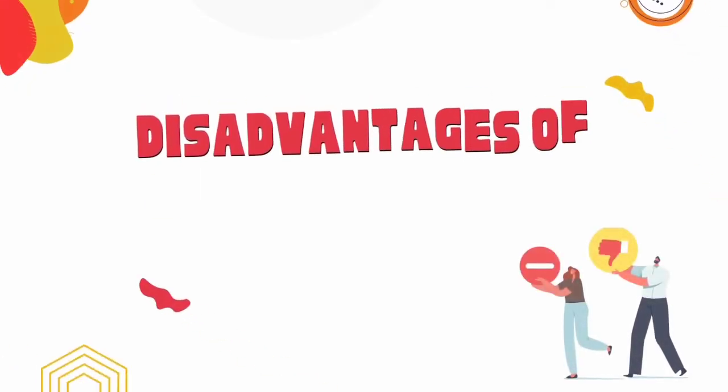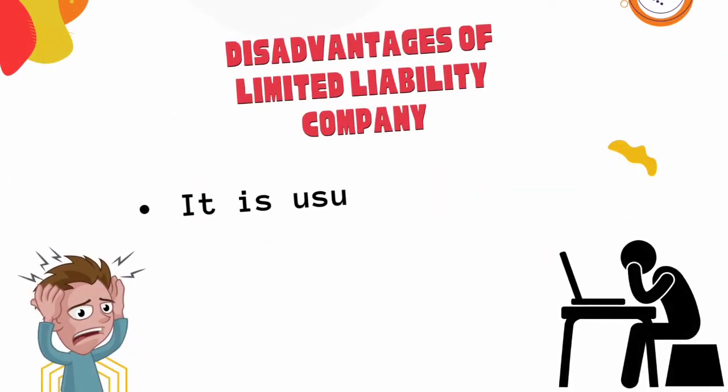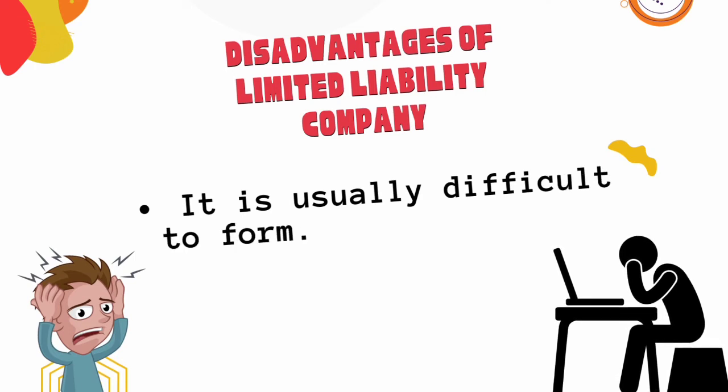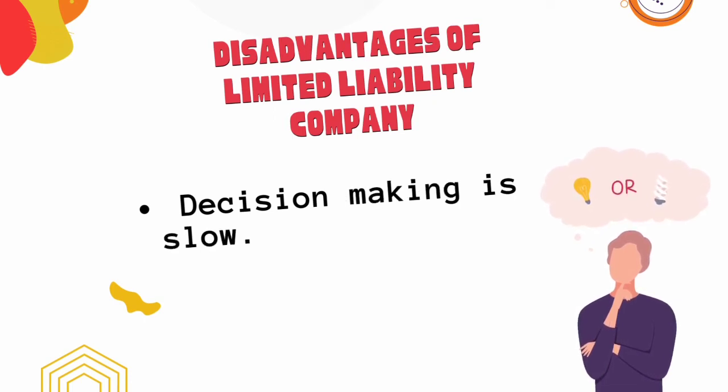Then, what are the disadvantages of a limited liability company? Number one disadvantage is that it is usually difficult to form. Yes, because of the various statutory requirements, requirements by the law that you must obey. So it can be very difficult to establish or form. Then number two, decision making is slow. Decision making is slow because it's not just one person that owns the business. Before a decision can be arrived at, they have to have a meeting to come to a conclusion. So decision making is slow.